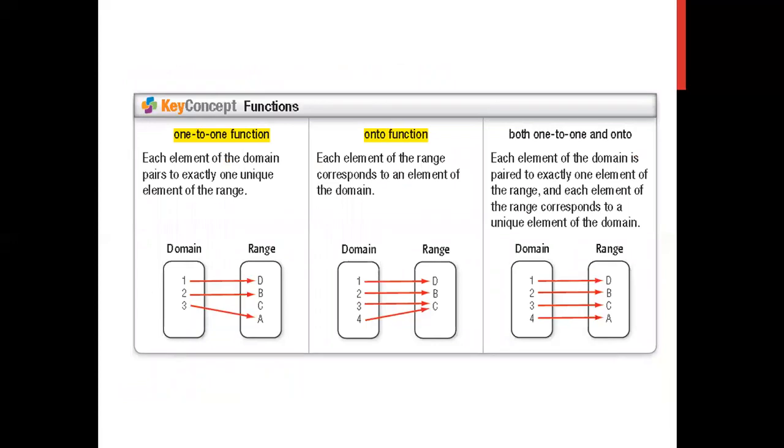Now, I said the function is a relation between two sets. The first set is called the domain, and the other set is called the range. I can say this is a one-to-one function if each element of the domain pairs with exactly one unique element of the range, like that: 1 with D, 2 with B, 3 with A. This is a function, of course, and this is a one-to-one function.